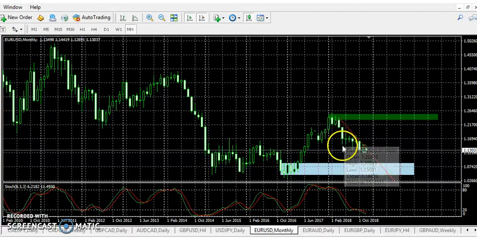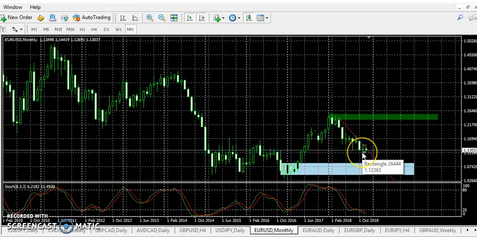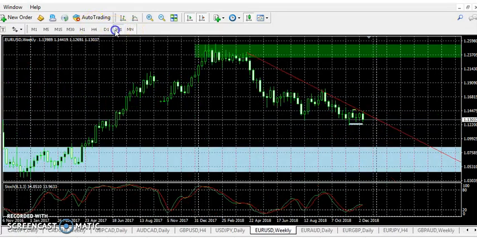And as we can see, the impulse was taken out, and we had a structural retest here to break these lows, and that's what we had here. Another structural retest here. This was taken out, came back down, broke these lows here, and we have a downtrend here as well. So we can go to the weekly time frame to see that more clearly.